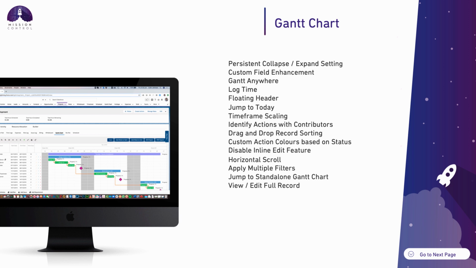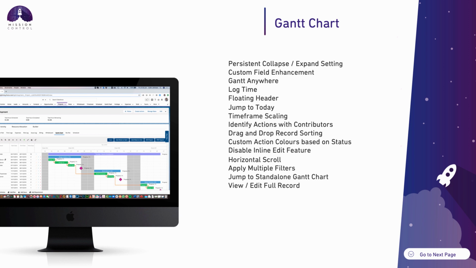The Gantt chart component can now be added onto any parent page. So if your project relates to an account, a contact, an opportunity, a program, or any other custom lookup field that you've added into the system, you're going to be able to drop the Gantt chart component onto those pages, and it will load in all projects related to that record.